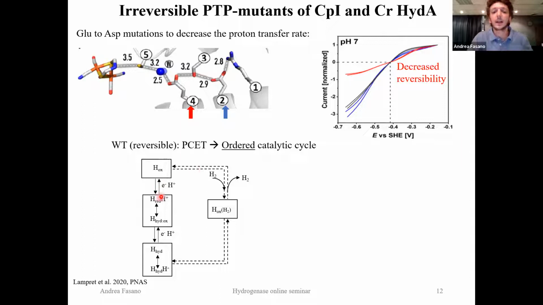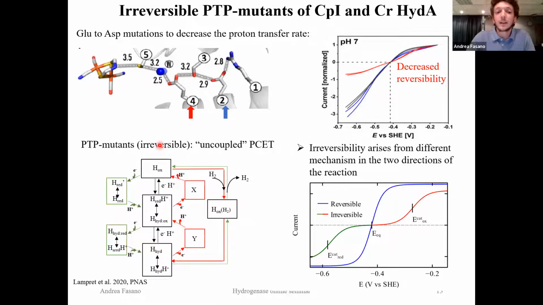So every time the active site gets an electron, a proton comes with it. And this leads to this kind of catalytic cycle that is called ordered, in which the same catalytic steps are taken clockwise or anti-clockwise depending on the direction of the reaction.